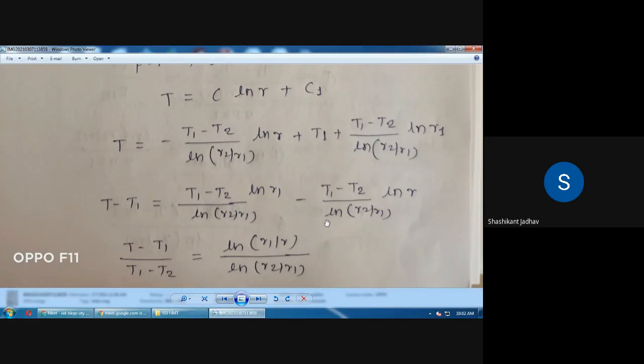So all of you write down. Now we have to put the values of C and C1, then we get the equation for the temperature. We write that equation in the form T minus T1 divided by T1 minus T2 is equal to ln of R1 by R divided by ln of R2 by R1. Up to this, have all of you written? Unmute yourself and tell me, or put a message in the chat box, so that I will proceed.